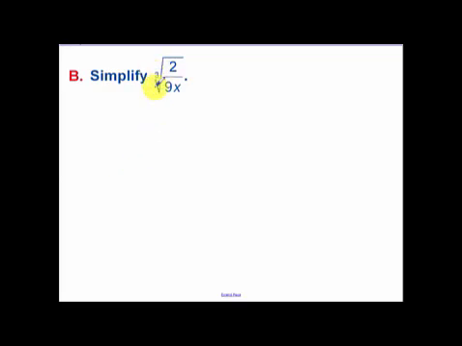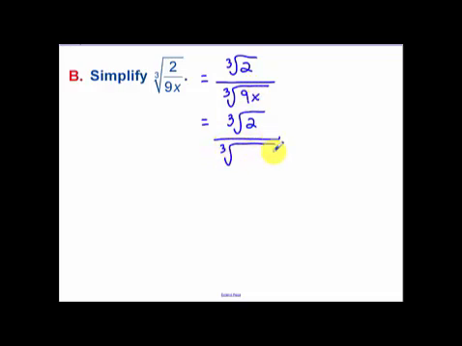Okay, our next example. Now I have something to the third root. So what we have is the cubed root of 2 over the cubed root of 9x. Now, the challenging thing for you guys is going to be to try and put that 9 to a certain power, meaning the highest power you can. We know 9 is 3 squared.